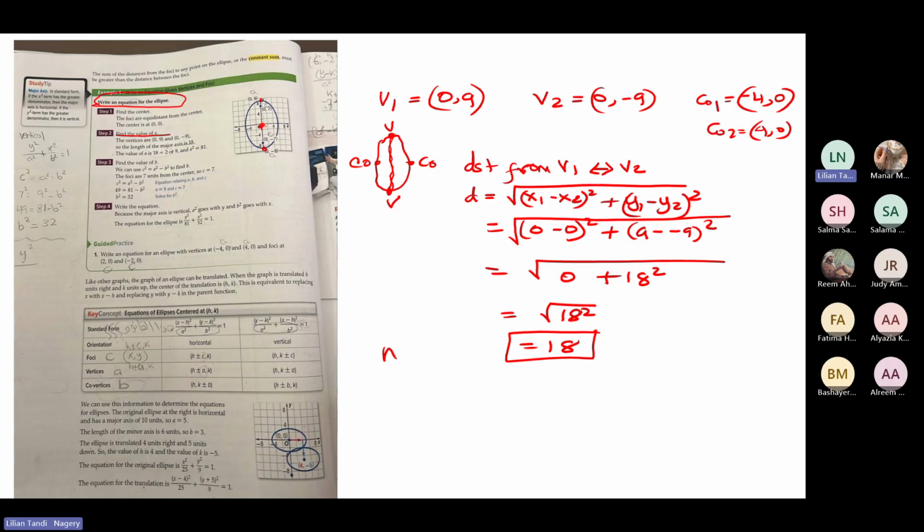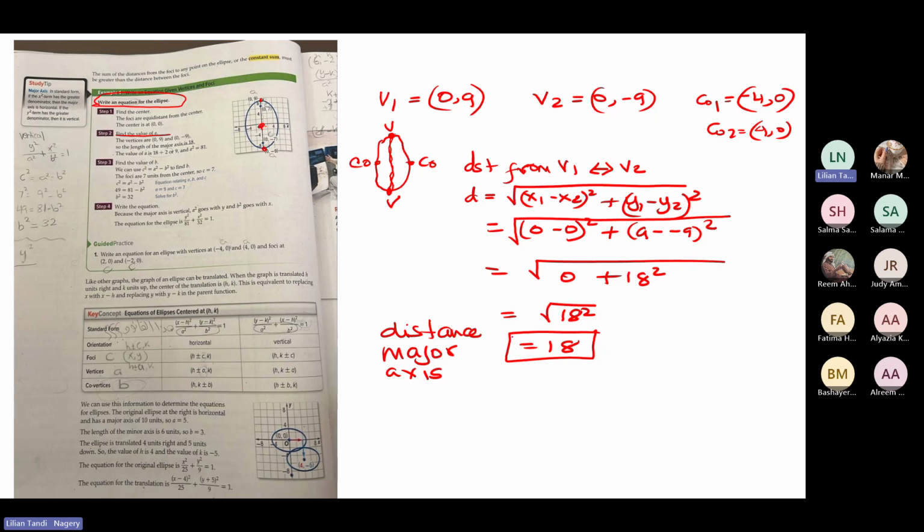Is that clear? Why do they do 18 divided by 2? How do they calculate it in the book? My friend, we are finding the major axis. Give me one second. I'm teaching you, so focus. This is the distance of the major axis.